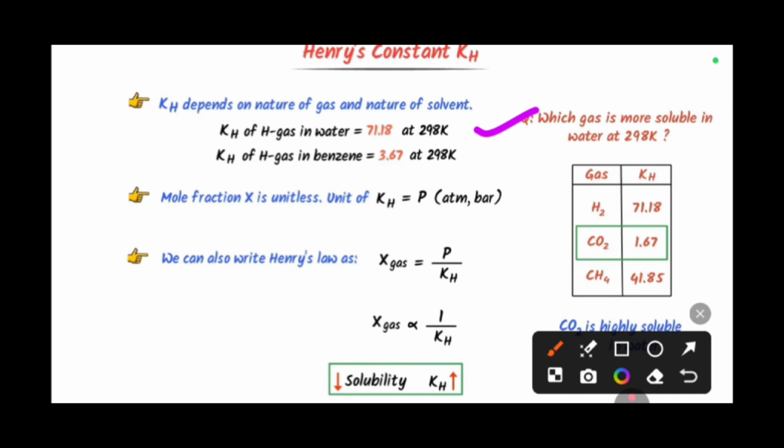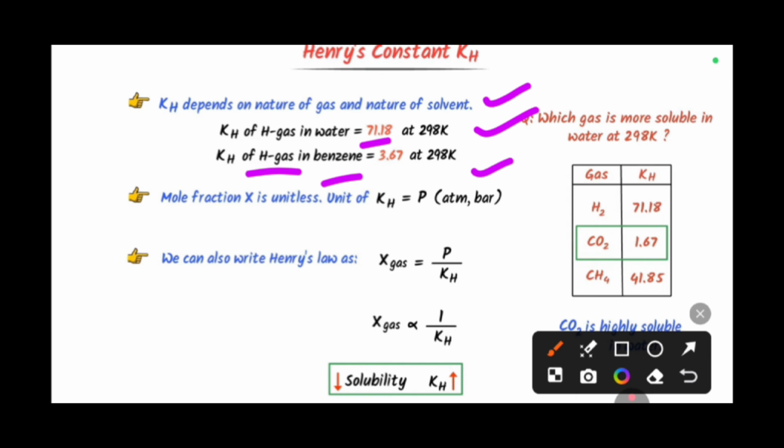One example I have taken here: the Henry constant for hydrogen gas in water is 71.18. But if you take the same gas in a different solvent, say benzene, then the Kh value will change. It is 3.67 at 298 Kelvin. So if you change the solvent, then the Kh value will change.